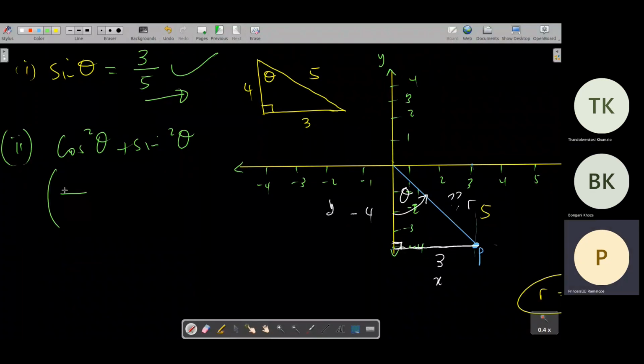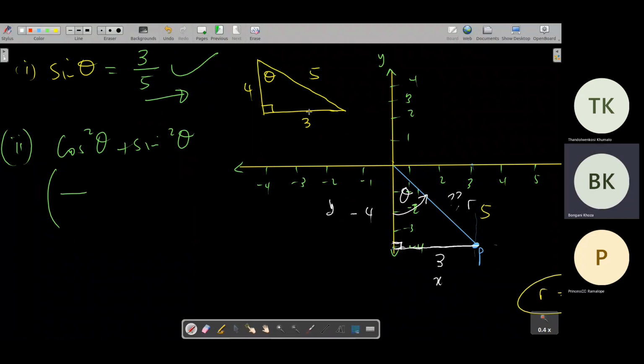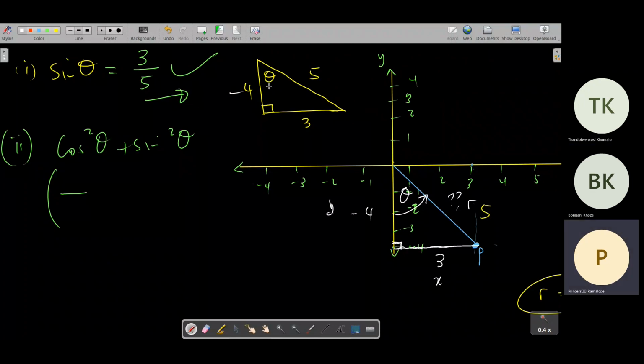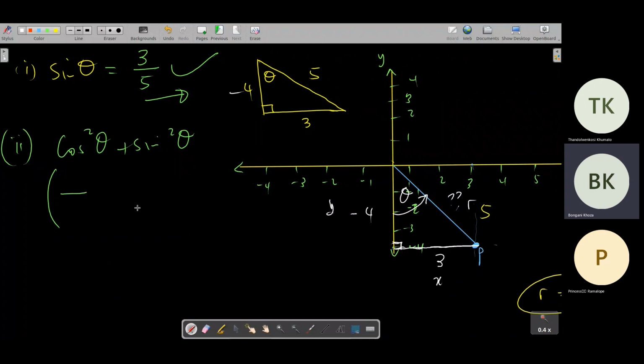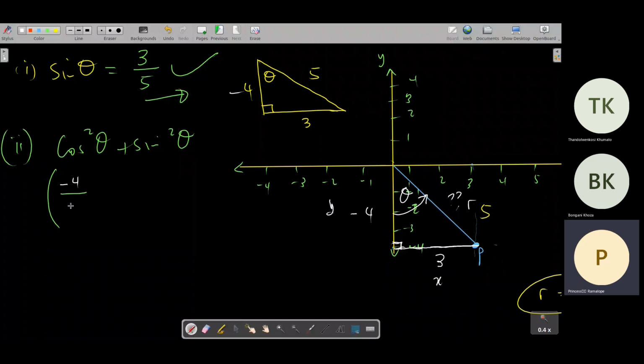The adjacent side of theta is 4, negative 4. Let's put the signs, guys. Negative 4, because the signs are important. So it's negative 4. What's the hypotenuse? The hypotenuse is 5.